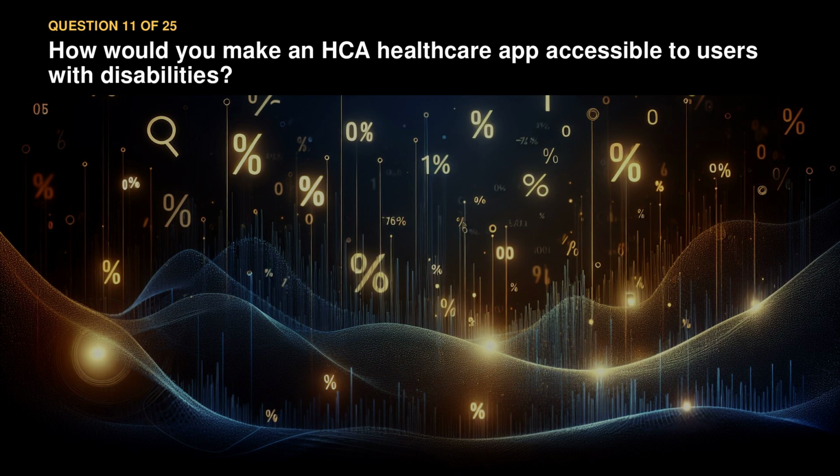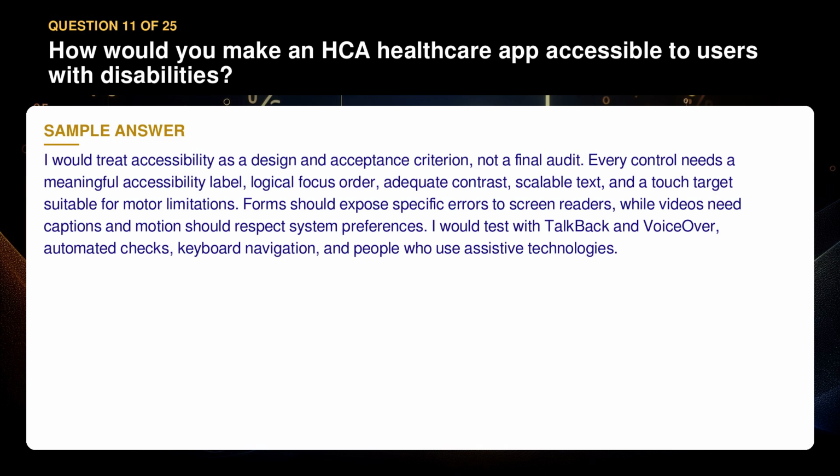Question 11. How would you make an HCA Healthcare app accessible to users with disabilities? I would treat accessibility as a design and acceptance criterion, not a final audit. Every control needs a meaningful accessibility label, logical focus order, adequate contrast, scalable text, and a touch target suitable for motor limitations. Forms should expose specific errors to screen readers, while videos need captions and motion should respect system preferences. I would test with TalkBack and VoiceOver, automated checks, keyboard navigation, and people who use assistive technologies.